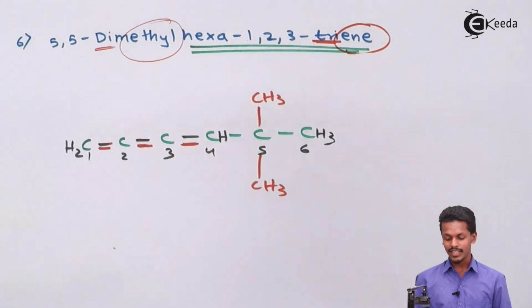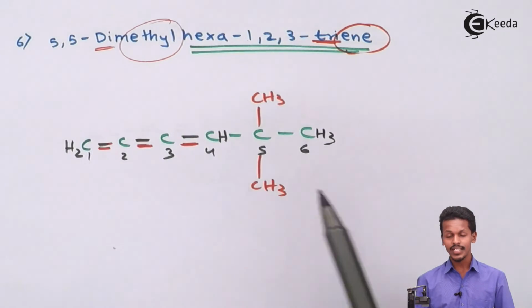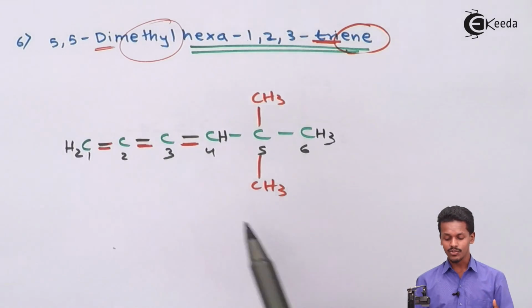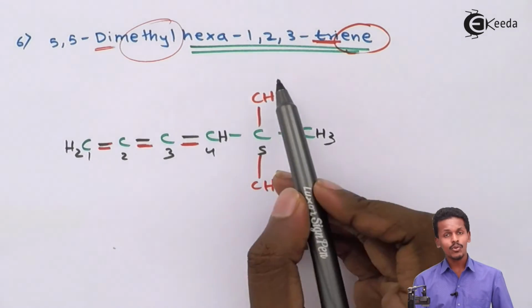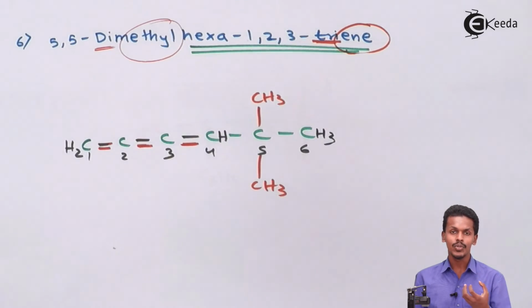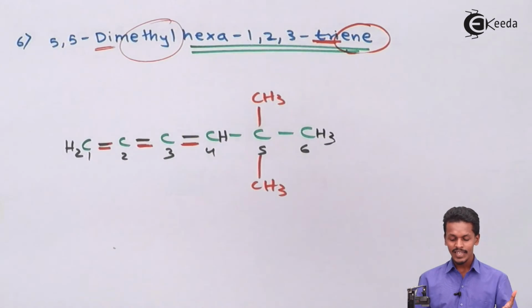Again, cross checking would be the simple thing. Suppose you don't have this IUPAC name, and you have to give the IUPAC nomenclature of this one, so select the longest chain which consists of carbon-carbon double bonds, and here we could see that there are 3 carbon-carbon double bonds at carbon number 1, 2 and 3. So this would be hexa 1,2,3 triene. But the methyl groups or substituents are also attached on carbon number 5, so we give the name 5,5 dimethyl hexa 1,2,3 triene.